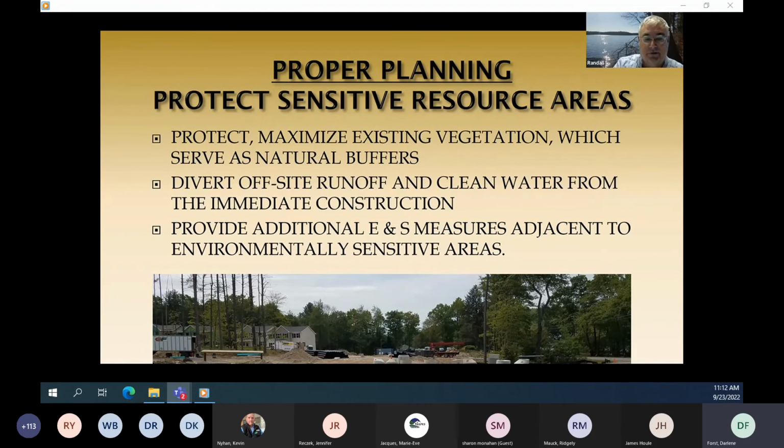Makes things very difficult. Provide additional erosion and sediment control measures adjacent to environmentally sensitive areas. This means, and it's in the EPA construction general permit, when you're working less than 50 feet from a wetland, there needs to be extra steps taken. So typically they're looking for double rows of silt fence instead of a single row. That means 2 silt fences spaced 5 to 7 feet apart, making sure that you've got control of the stormwater so that you're not discharging directly into those receiving waters.